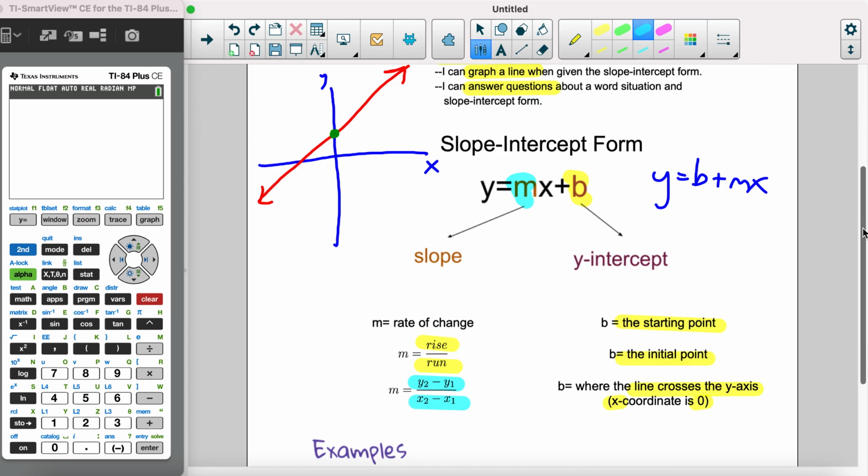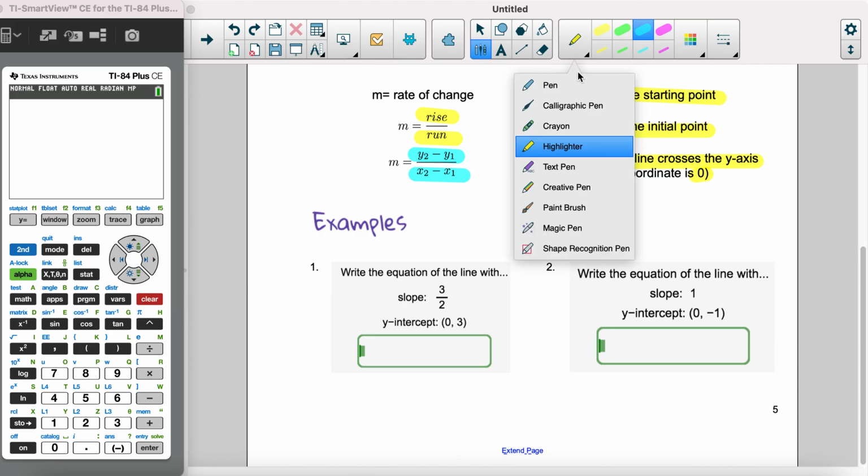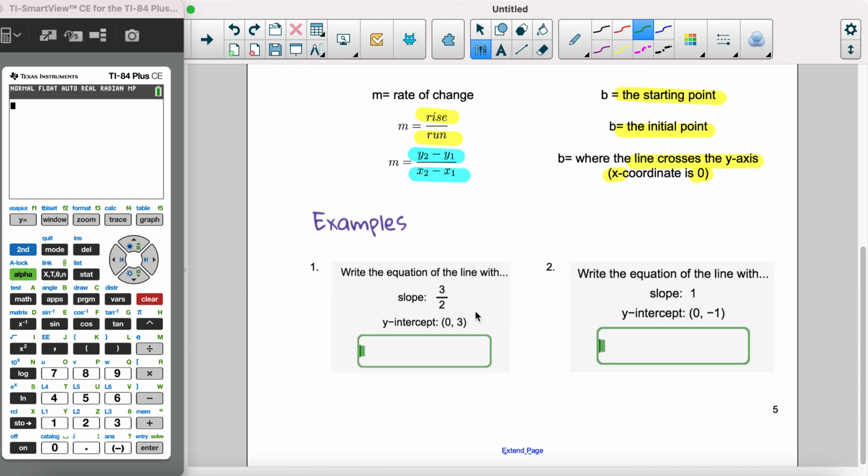So let's look at a couple examples. The first example says write the equation of the line with a slope of 3/2 and a y-intercept of (0, 3). I'm going to write our equation down below here. So y equals mx plus b. Our m, again, is our slope, so I'm just going to put this here as a note for ourselves. b is our y-intercept. And the b portion of this isn't the whole entire coordinate. It's actually just the y coordinate here, the y portion.